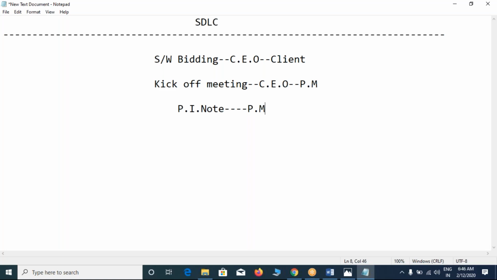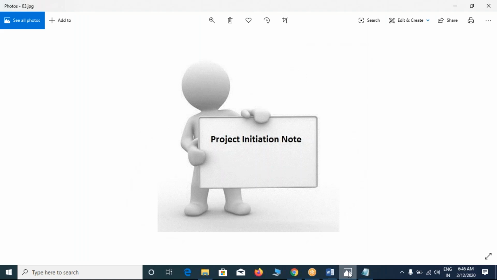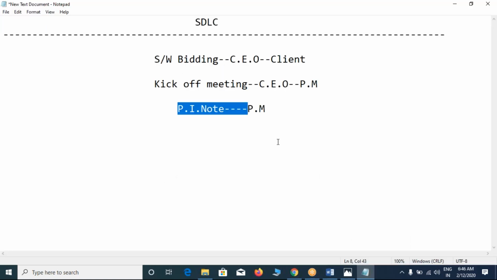Once again, the first phase, software bidding. The CEO goes to the client side and confirms the project. Second phase, kickoff meeting. This meeting is conducted by the CEO to select the project manager. Once the project manager is selected, immediately he will prepare one information or starting document. The starting document is called the project initiation note, which contains information on who the client is, what the project is, and what the domain is. Just information will be there.